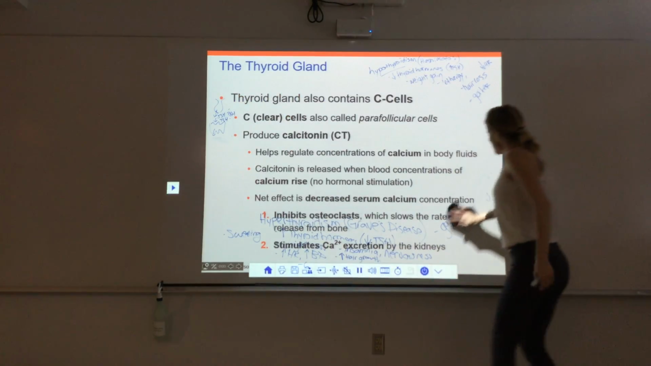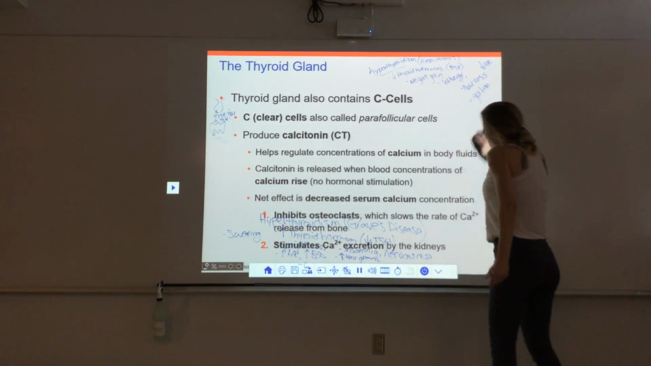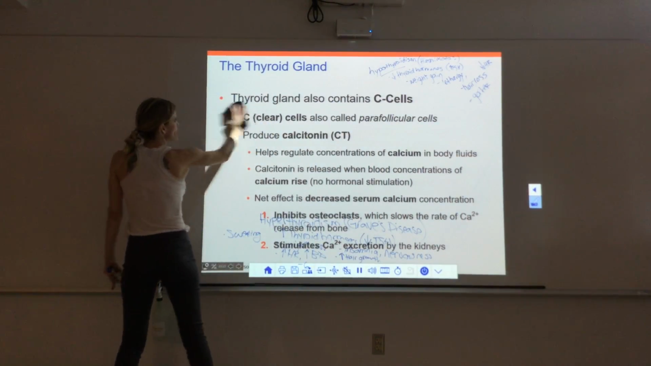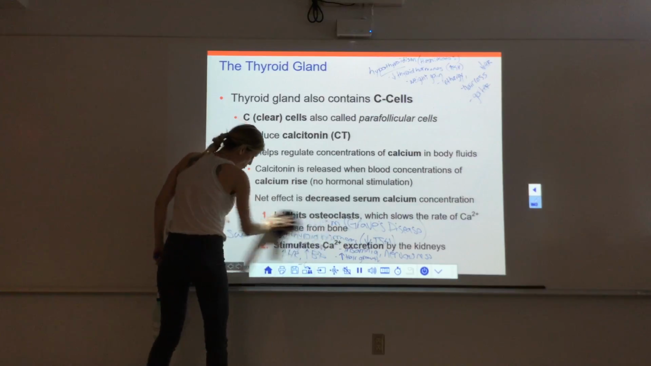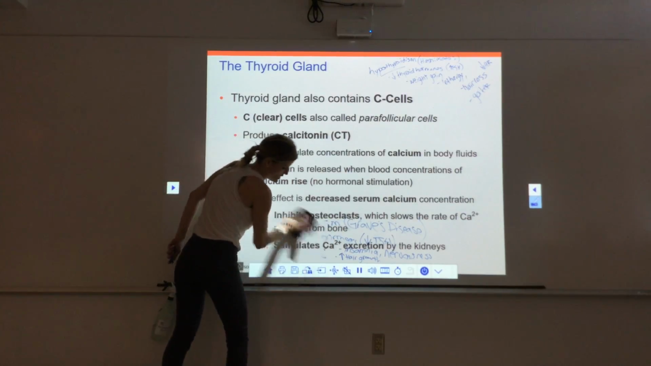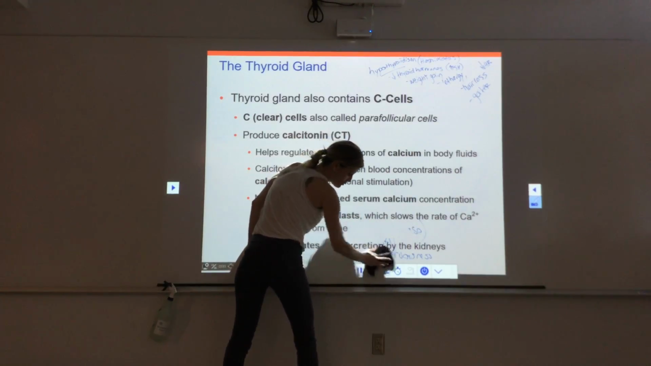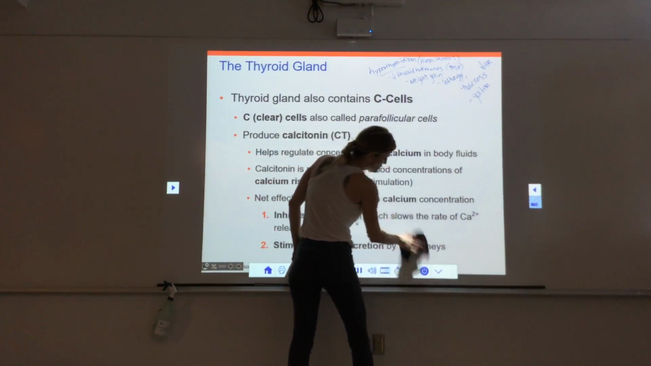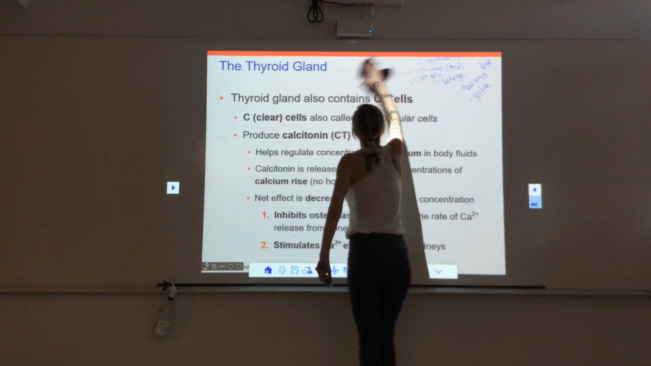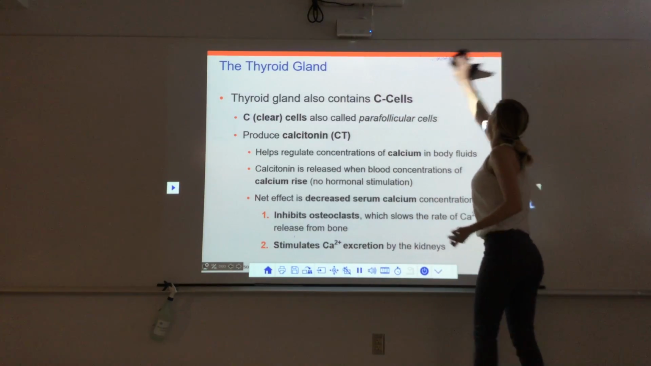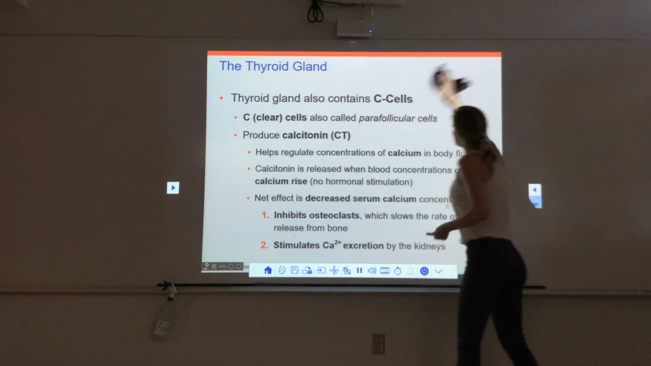So when we look at the thyroid gland, we think of thyroid hormones. But the thyroid gland is also responsible for producing another hormone called calcitonin. Calcitonin should be somewhat familiar to you from when we did skeletal system. And when we talked about the bones and calcium homeostasis, we talked about calcitonin. So hopefully this is all review.